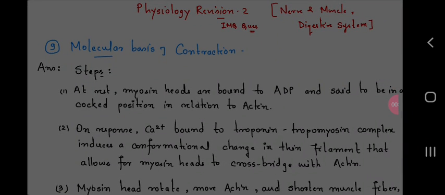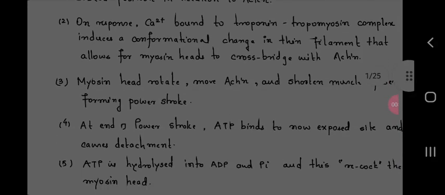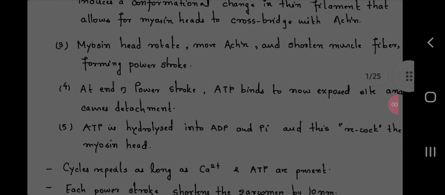At rest, myosin heads are bound to ADP and are said to be in a cocked position in relation to actin. On response, calcium binds to the troponin-tropomyosin complex, which induces a conformational change in this filament that allows the myosin head to form a cross bridge with actin. The myosin head rotates, moves actin and shortens the muscle fiber, forming the power stroke.